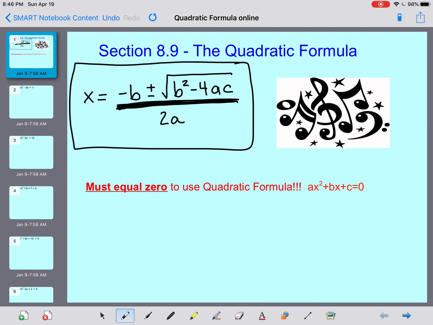But I wanted to show you this little song of this little girl. I don't know her. She's just on YouTube. She's 3 years old, and she knows the quadratic formula. So if she can memorize it, so can you.